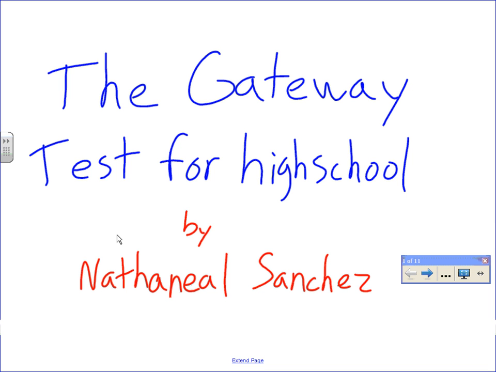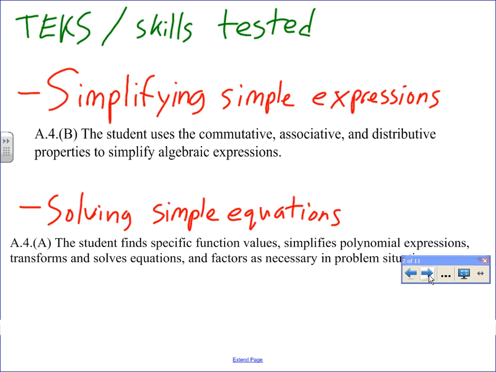My name is Nathaniel Sanchez, and I'm going to be presenting to y'all an alternate assessment, the Gateway Test for high school. A few TEKS/skills I want to test using the Gateway Test for high school are simplifying simple expressions and solving simple equations, which is A.4b, and A.4a.